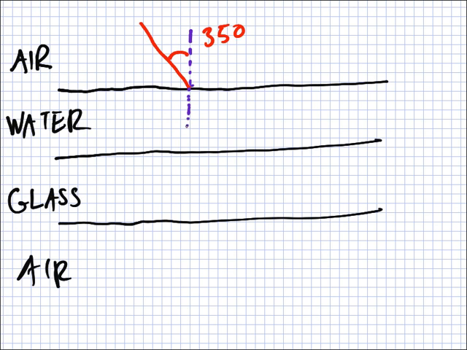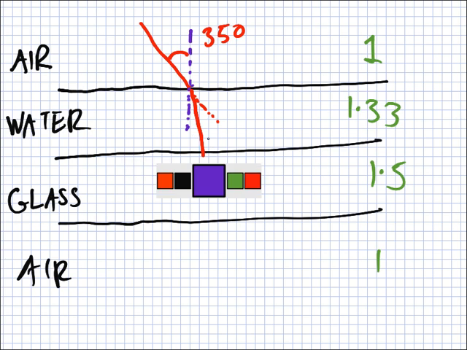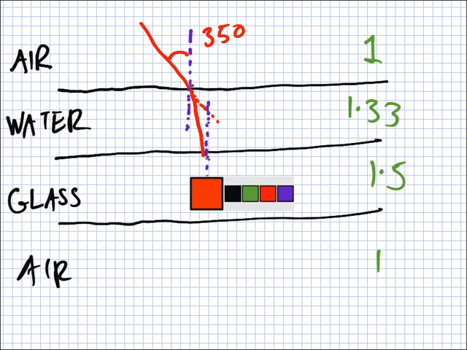So what'll happen now is it won't continue straight. What's the refractive index here? 1, 1.33, 1.5 and 1. So the refractive index increases, that means that the angle here decreases. So there it goes there. It decreases even more. Then it decreases again. Oh no, start over.